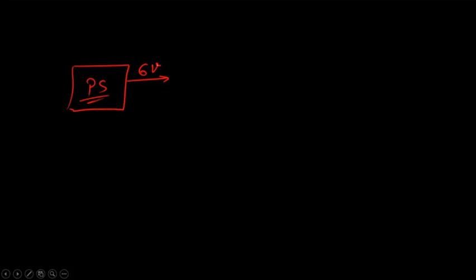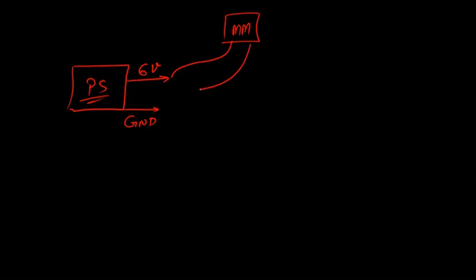I have a power supply, PS, and it is providing me, like in our example, 6 volt. And we have ground here. You used a multimeter to measure the voltage. You connected one terminal here and one terminal here, and you observed that it is 6 volt. Perfect, no issues. This is 6 volt because right now it is open circuit. There is no load connected to this particular power supply.